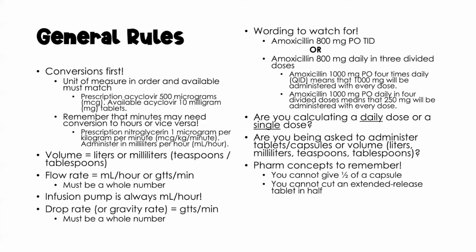You can't give half of a capsule. You've all, I'm sure, seen a capsule. It's the little clear sheath, and it's got the beads on the inside. Well, you can't break that in half and get an equal number of beads in one half of the capsule and in the other half of the capsule. So if you're administering capsules, it can only be a whole number. If you're not given rounding rules, but you know you're administering a capsule, you're going to have to round to that whole number. Same thing with extended release or enteric coated tablets.